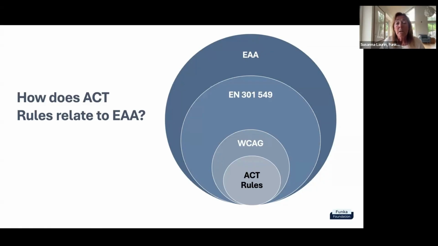So that's a good thing. But it can never be said to meet everything of the EAA. I mean, it can support the conformance or compliance, but it's never enough. Just as testing tools can never be enough, you always need the human judgment also there. And of course, this illustration is not in perfect scale. It's just to show that the rules are a smaller part of a bigger value chain or ecosystem.